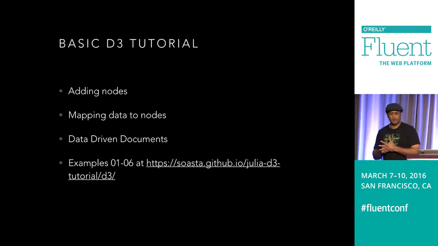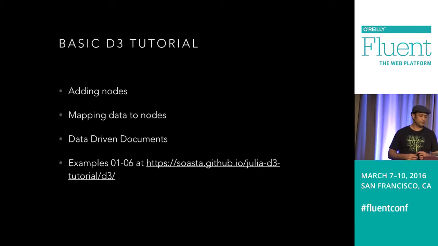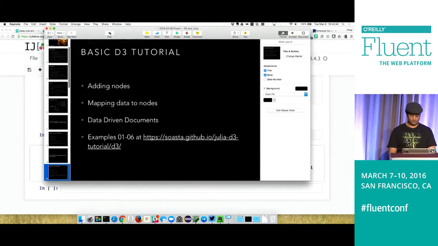So we're going to look at a few examples here, some of which are going to be fairly useless, but they show a point. So adding nodes, mapping data to nodes, and then actually data-driven documents. So if you're looking at the GitHub page, there are going to be examples 1 through 6 here.